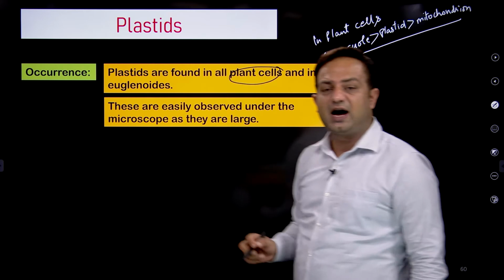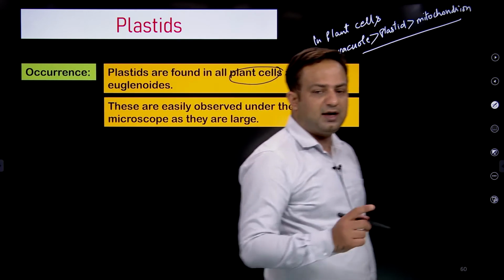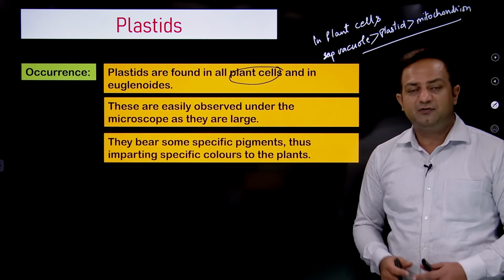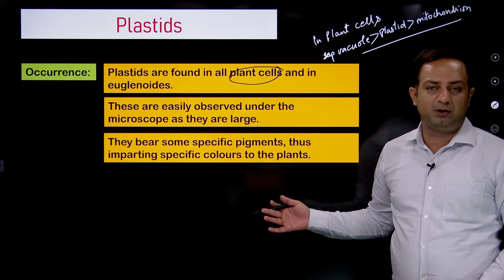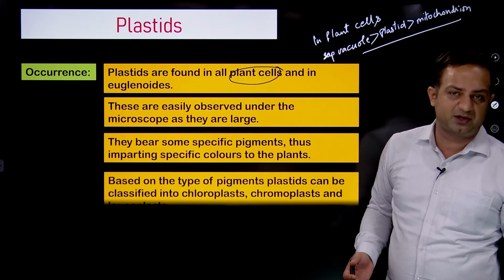Remember, plastids are larger than mitochondria. Next, the other features: they bear some specific pigment. If they have certain pigments in them, we can name them according to their pigments, and they impart pigmentation to those parts in which they are present.